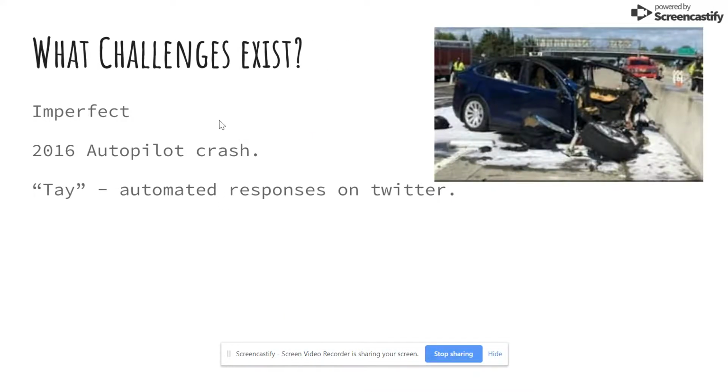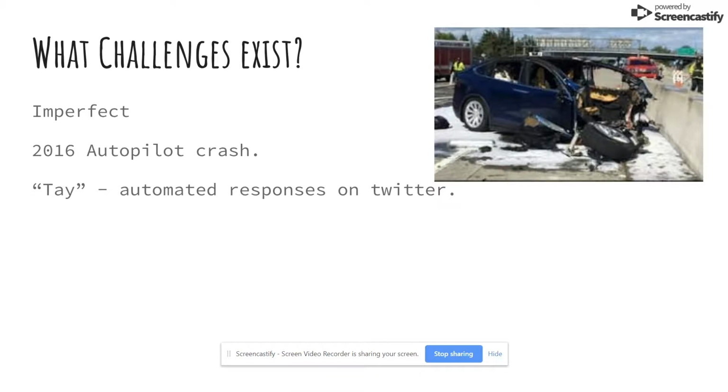There are lots of challenges, and I appreciated this article because it did not try to pretend like AI was perfect. It clearly mentioned that it has lots of imperfections. It points to how easily people trust autopilot. And then there was a terrible autopilot crash in 2016.